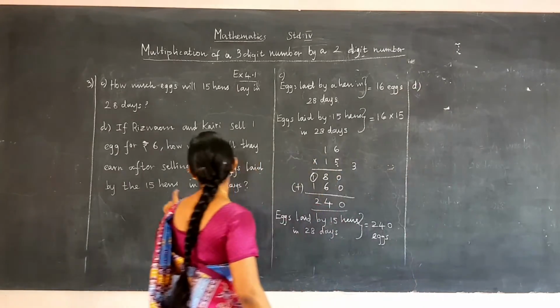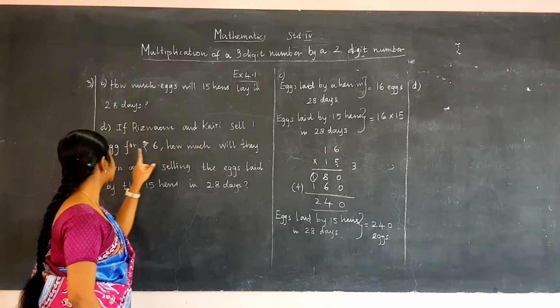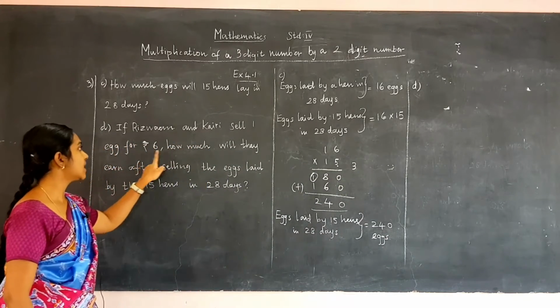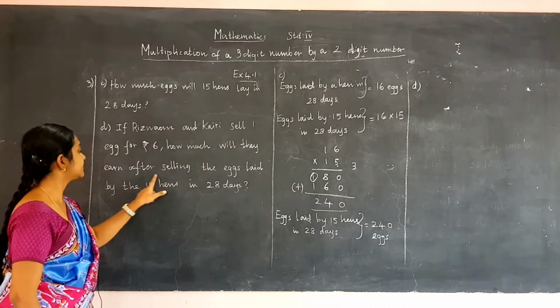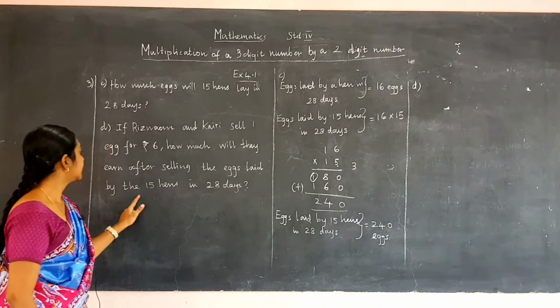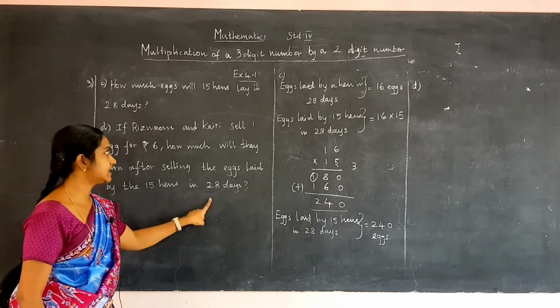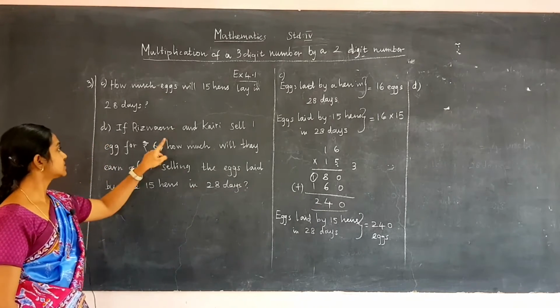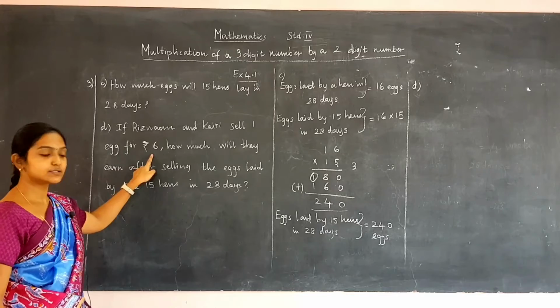Next question. If Rizwan and Khairi sell 1 egg for rupees 6, how much will they earn after selling the eggs laid by the 15 hens in 28 days? Cost of 1 egg is given as rupees 6.